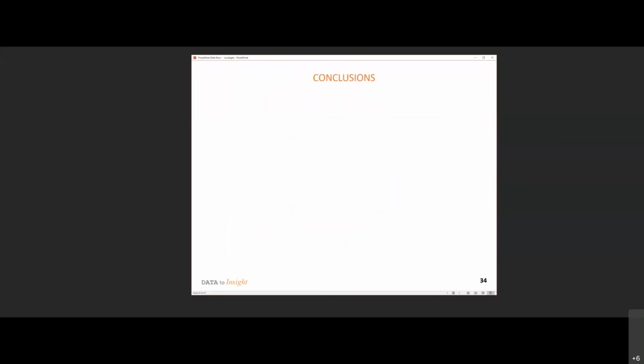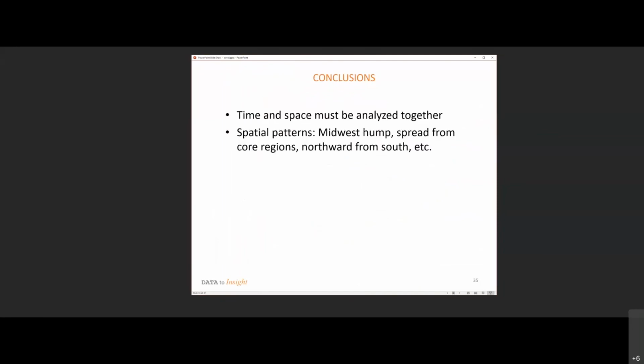So my conclusions: you have to look at space and time together. There are some very sophisticated techniques being developed in R for doing that kind of thing, and I'm beginning to learn and use them, but at this point they're pretty complicated. You need to look at spatial patterns. That's one of the important points of looking at visualizations, maps and time series. I think there are very interesting patterns to be gleaned from those. I'm a strong believer in animation.